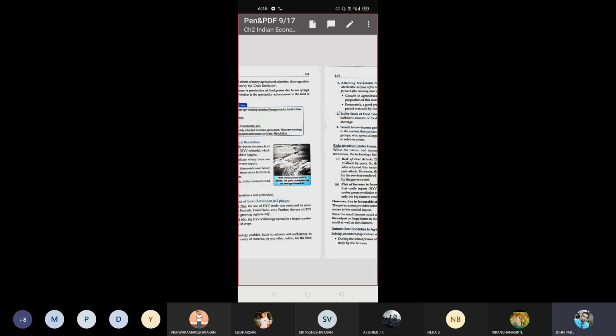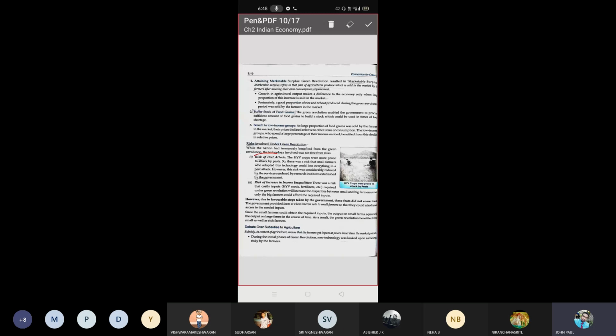Risk involved in high yield variety seeds. What is the risk in the sense? First one is pest attack. High yield variety crops were more prone to attack by pests. So there was a risk that small farmers who adopt this technology could lose everything in a pest attack.